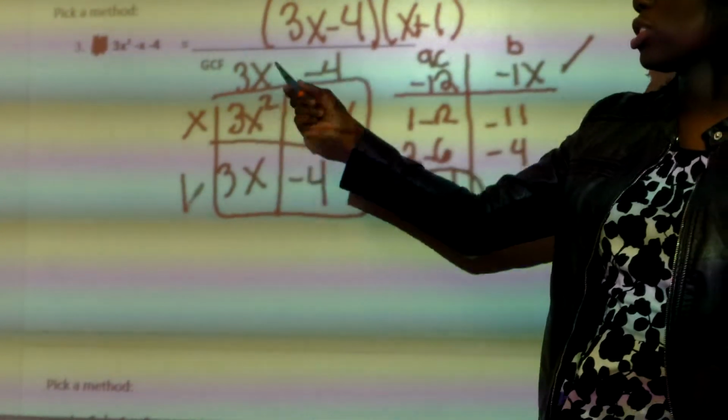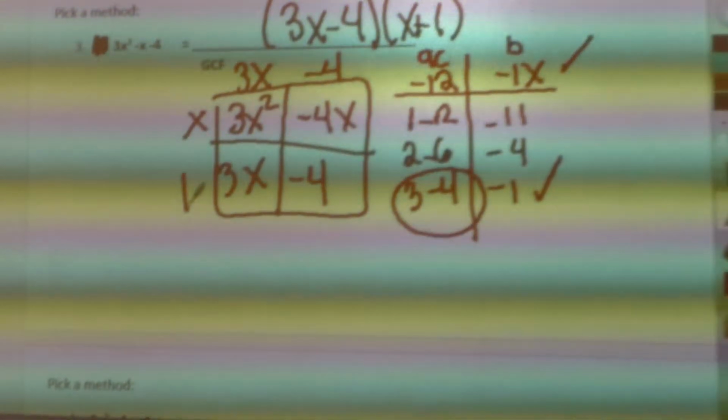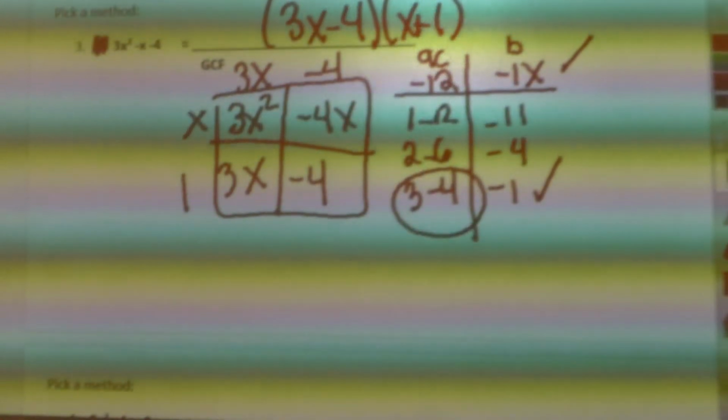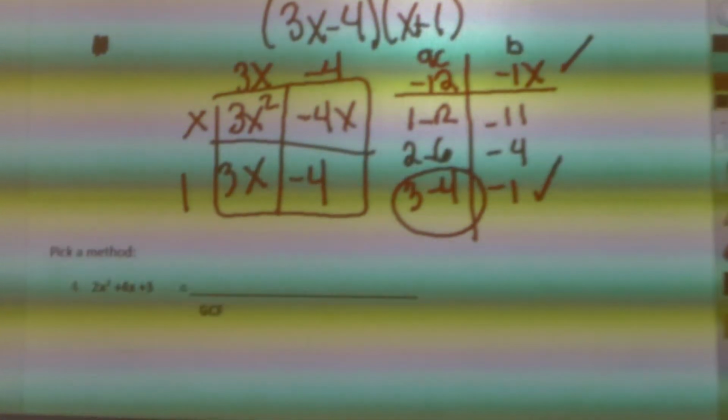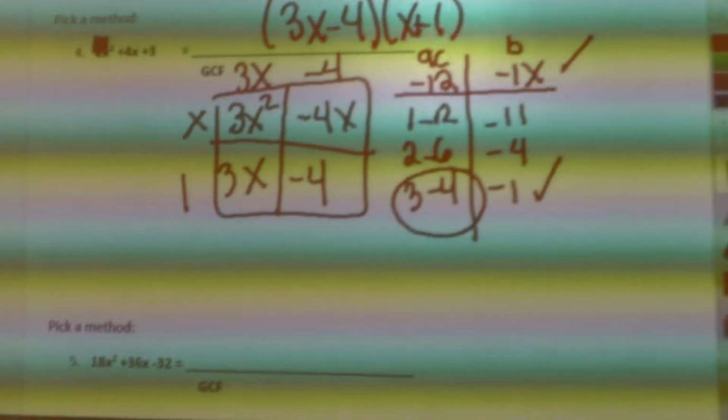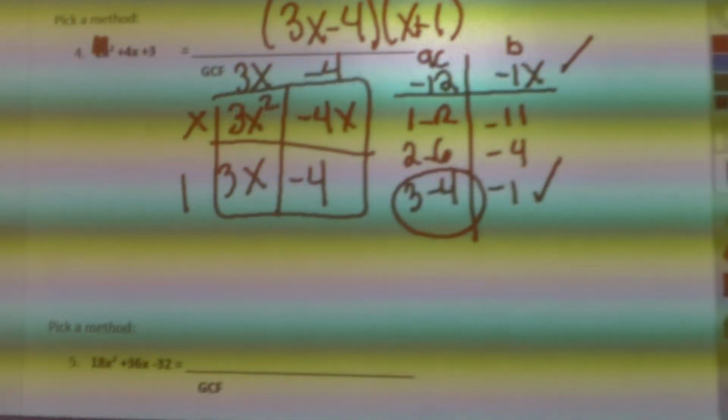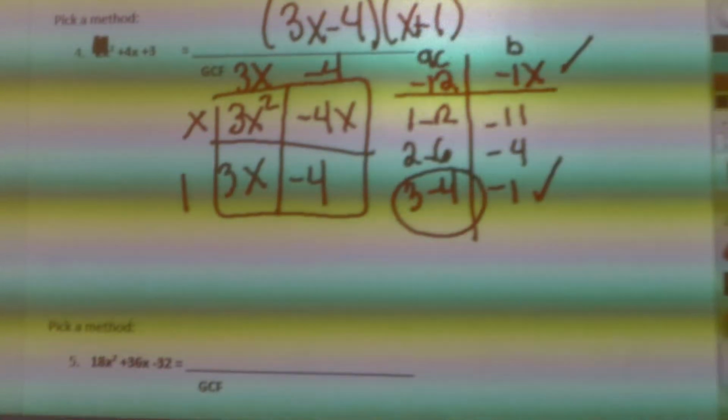So this is just a guess and check, just figuring out what position it goes in. Got it? No, that's right. Moving along. If you're lost, take a second to look at it.